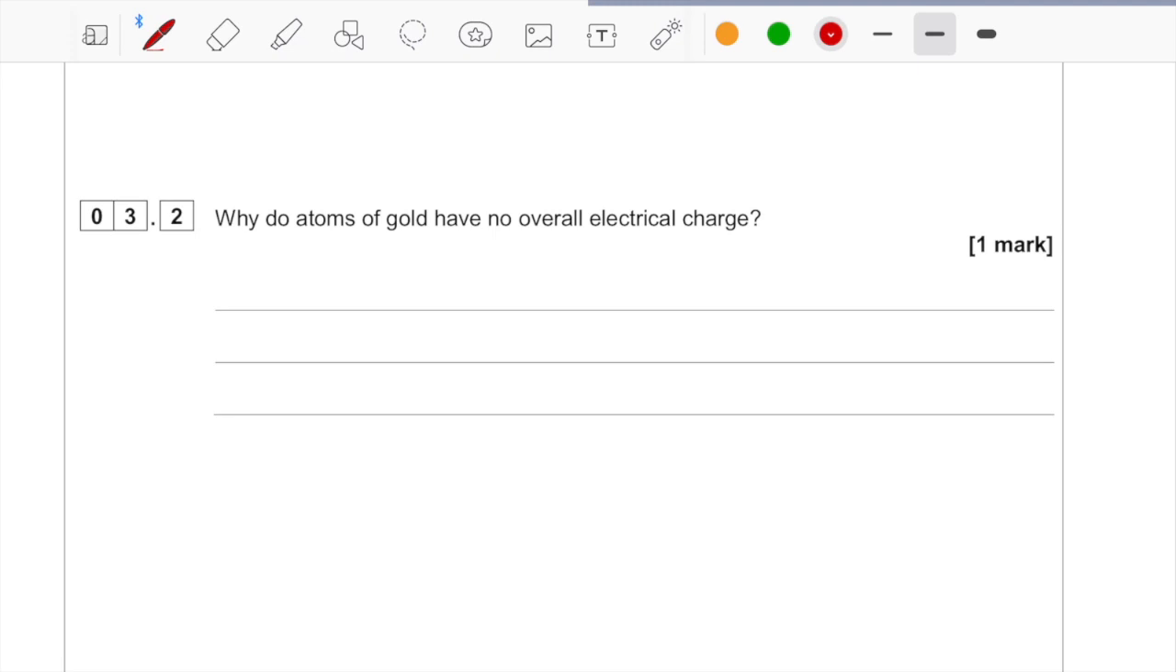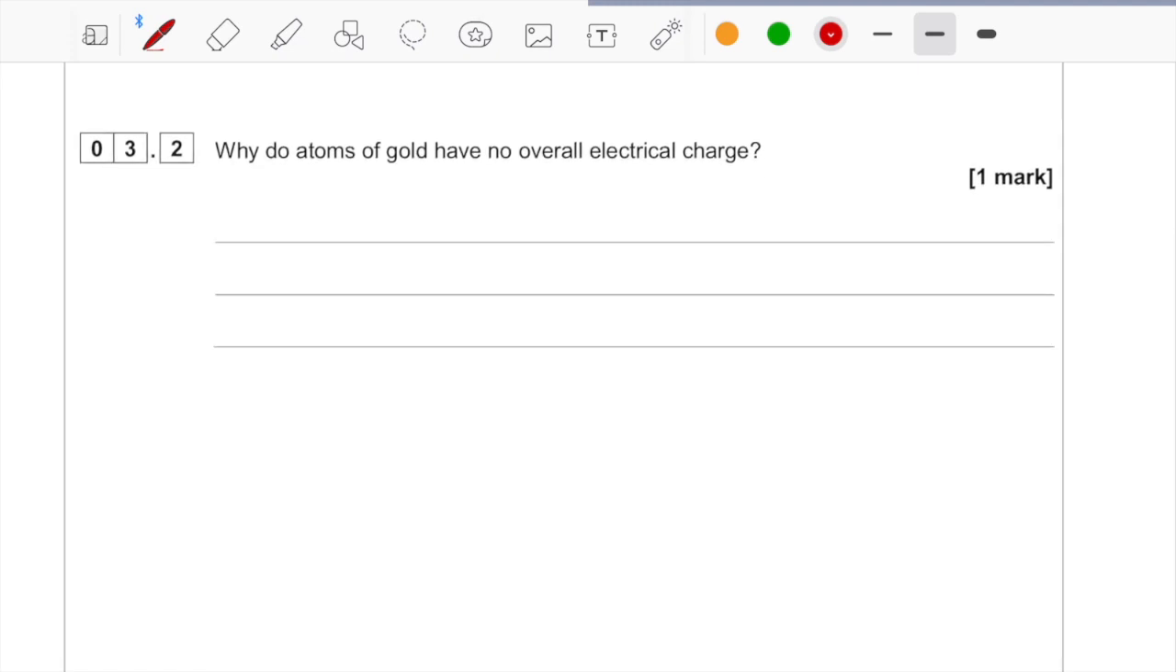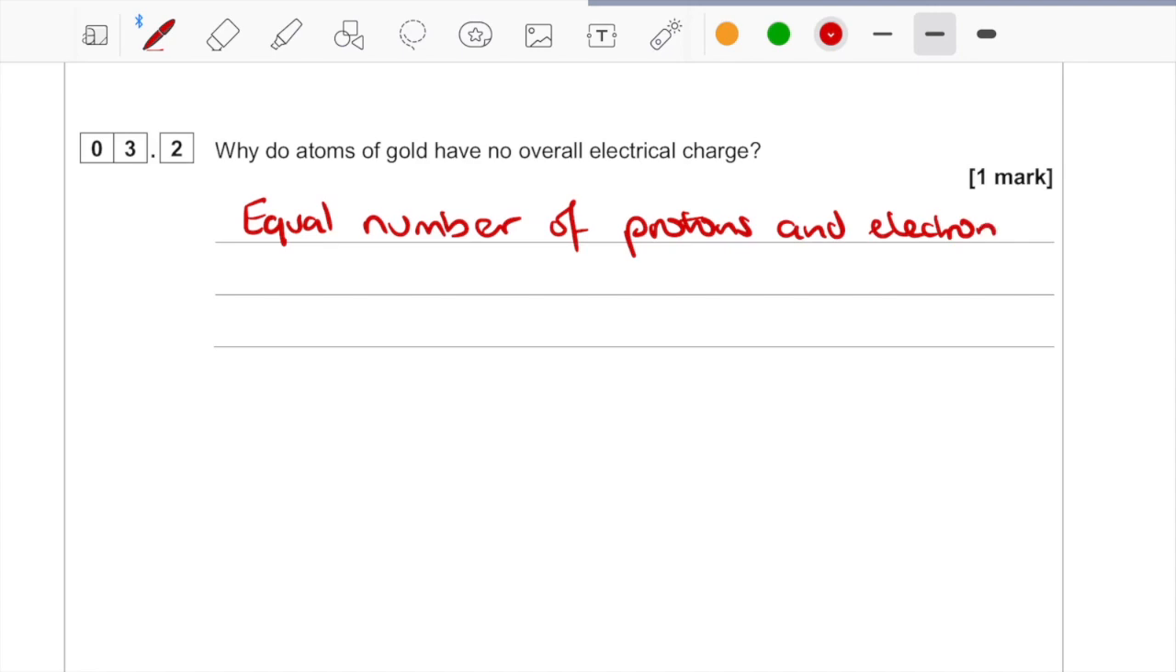Why do atoms of gold have no overall electrical charge? So we've touched on that in the very first question when we were trying to work out the number of neutrons and electrons in aluminium. Because they have, I would use equal instead of same, right? So they have an equal number of protons and electrons, and that is fundamental to the word atom. They use the word atom, they are telling you that you have an equal number of protons and electrons.